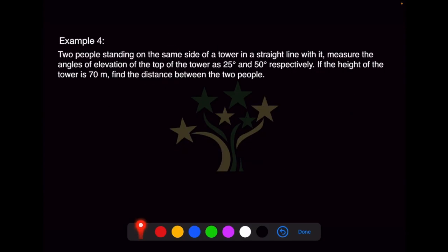Here comes our next example. Two people standing on the same side of a tower in a straight line with it measure the angles of elevation of the top of the tower as 25 degrees and 50 degrees respectively. If the height of the tower is 70 meters, find the distance between the two people.